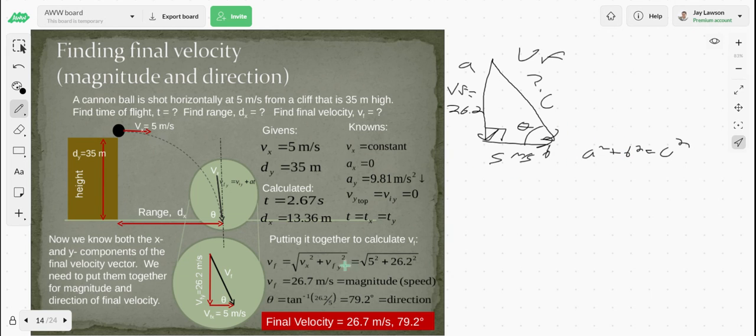So we solve that, we put it into our Pythagorean theorem, we solve for C, and we find that the final velocity is 26.7 meters per second. And remember that velocity is a vector, so it needs a direction. We're not given an actual direction, so what we're going to do is find the angle that it strikes with, because that's about the only way we can describe the direction of this vector. So we're going to do that using trig, and we're going to use the tangent function.